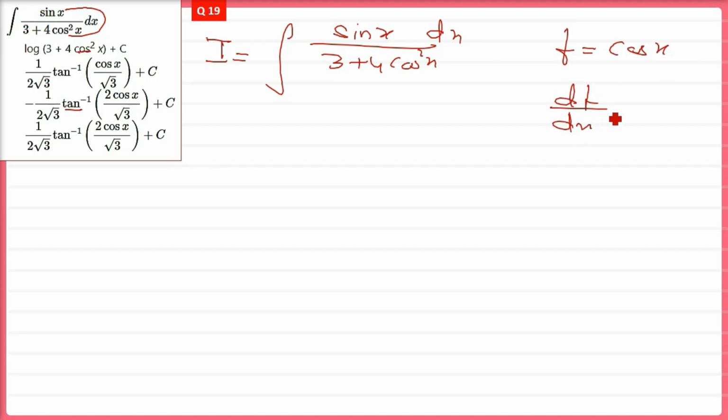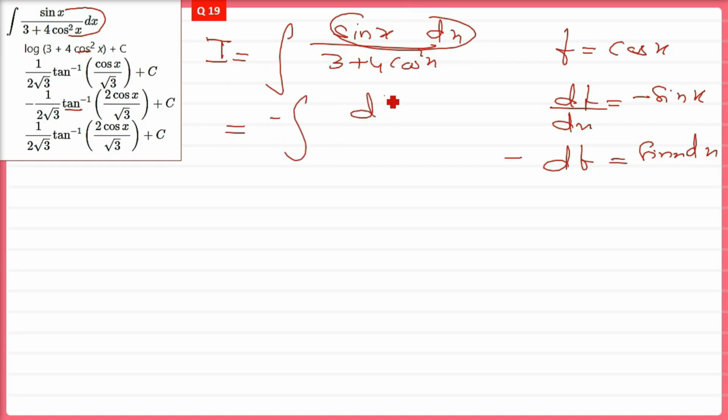I'm taking t as cos x, and differentiating it, dt by dx will give you minus sin x. We can exchange the positions of this negative and dx, so negative dt will become sin x dx. So the numerator we have got already. This negative dt will represent sin x dx right now. 3 plus 4 cos square x, and cos x is t, so 3 plus 4t square has become the denominator.